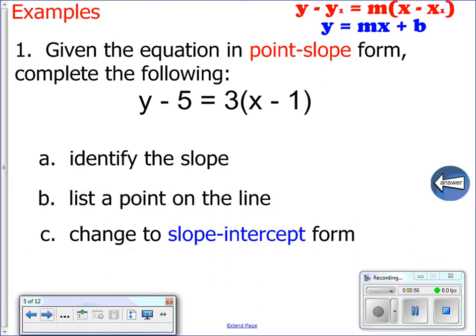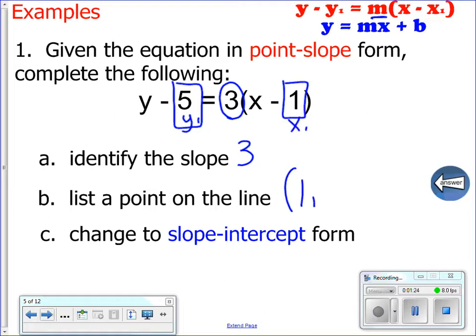For example, if we're given the equation in point slope form, we need to identify the slope, list the point, and then change it to slope-intercept form. So our slope is this number right here. Okay, so we know that in our equation that's the m. Any point on the line, so we're looking at just this number here. So this is our y, and this is our x. So our point is 1, 5.